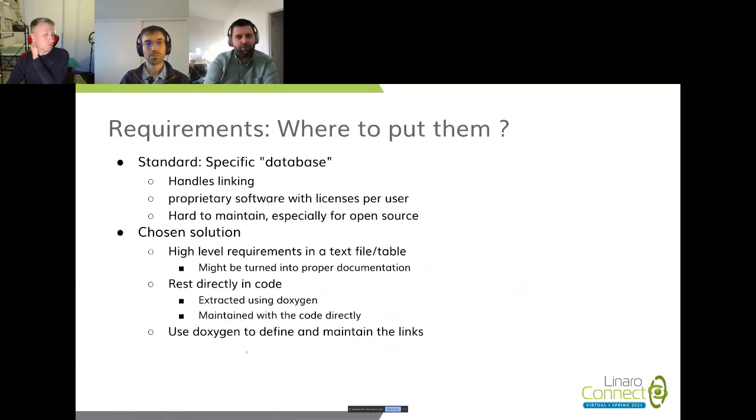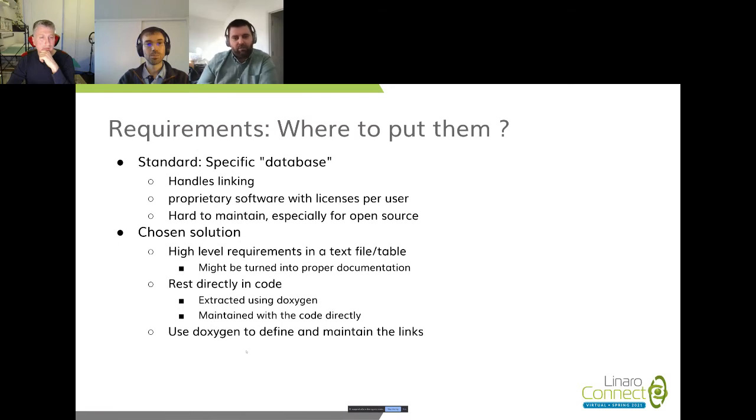Next. So where to put requirements? Usually you use a proprietary software like Doors from IBM to store them. It's a kind of 3D Excel tables with links. Those kinds of products would be very hard to use in an open source project. They are expensive, they require some strong knowledge, and developers would not maintain the database when developing. So we took a strategy compatible with Git and mailing lists instead. High-level requirements will be stored in a text file or table, and the rest will be stored directly in the code. We will use Doxygen to extract the requirements. This will allow easier maintenance by developers.